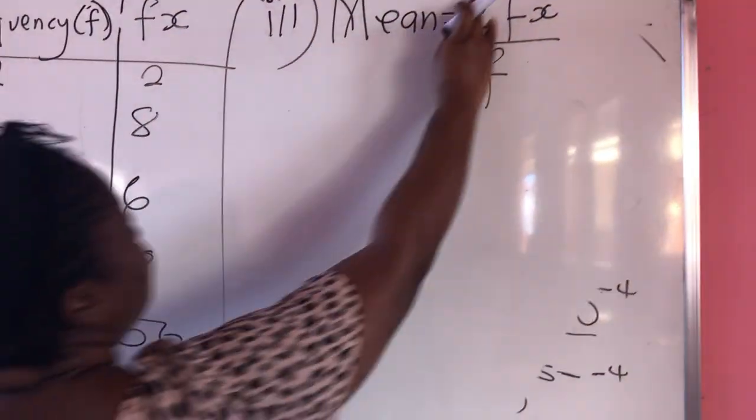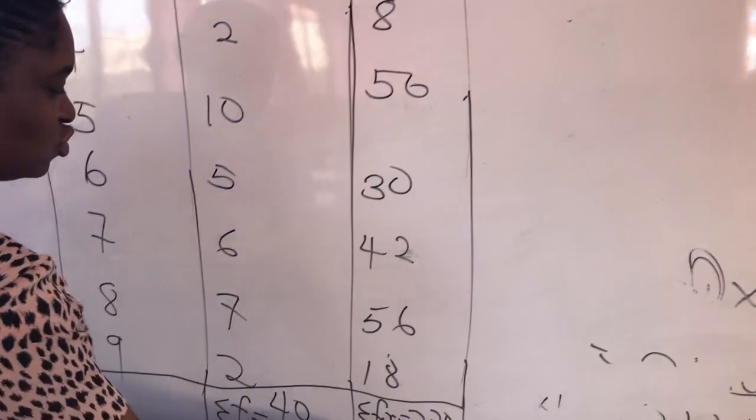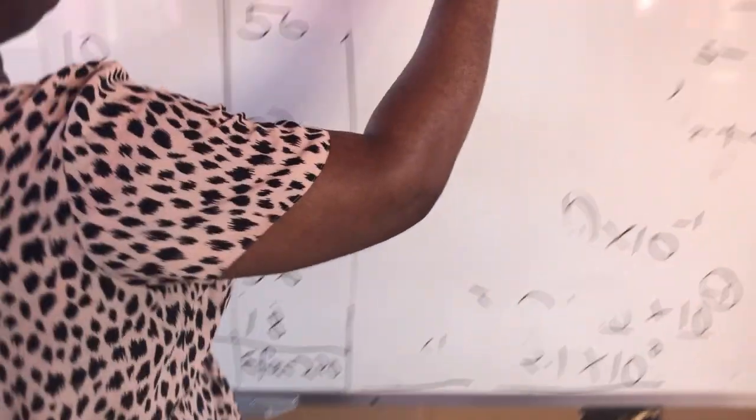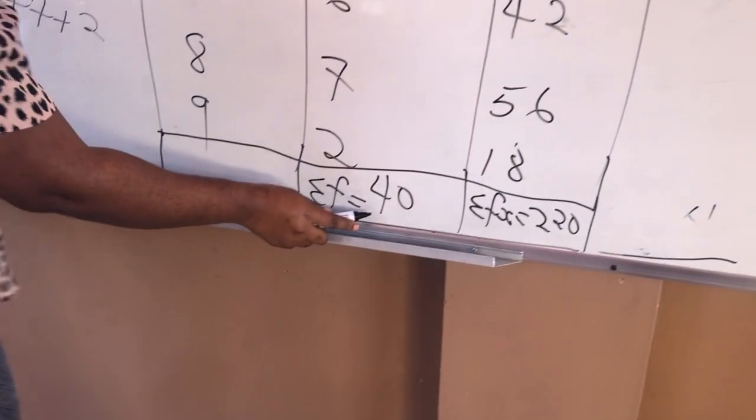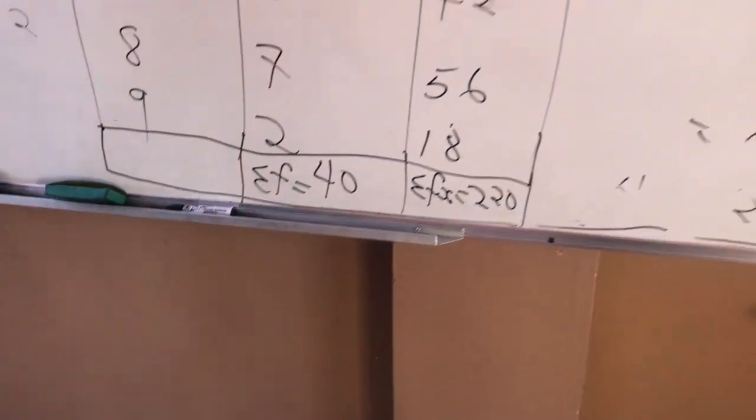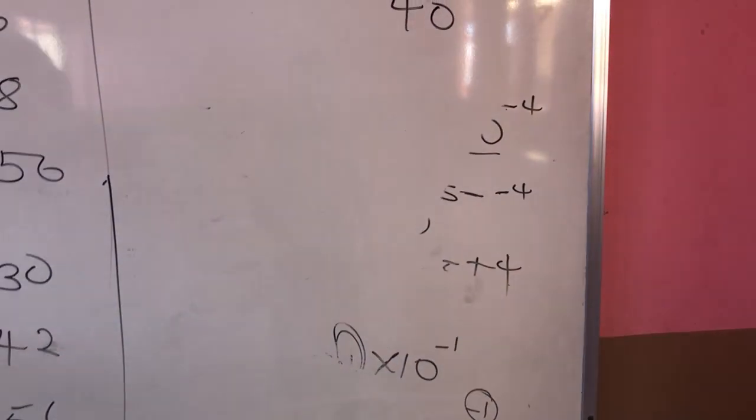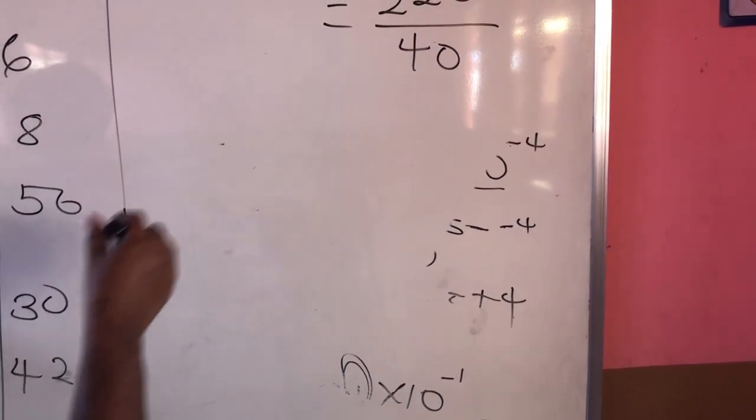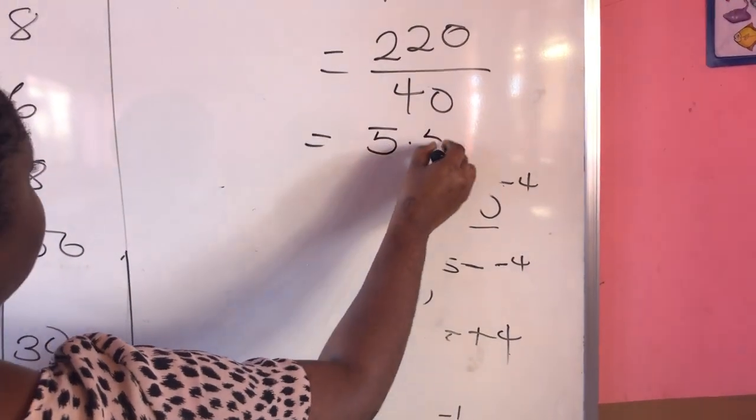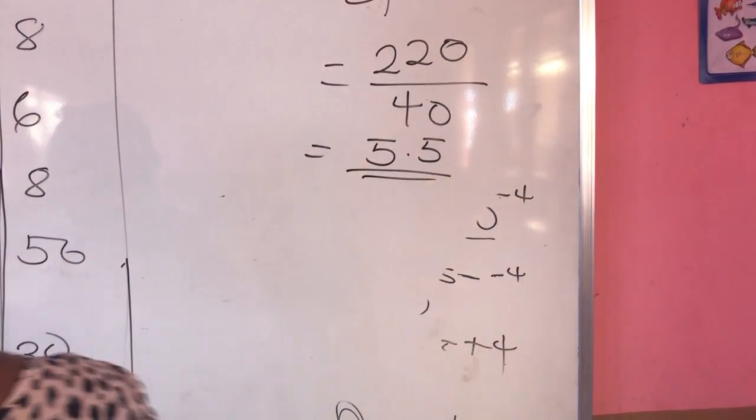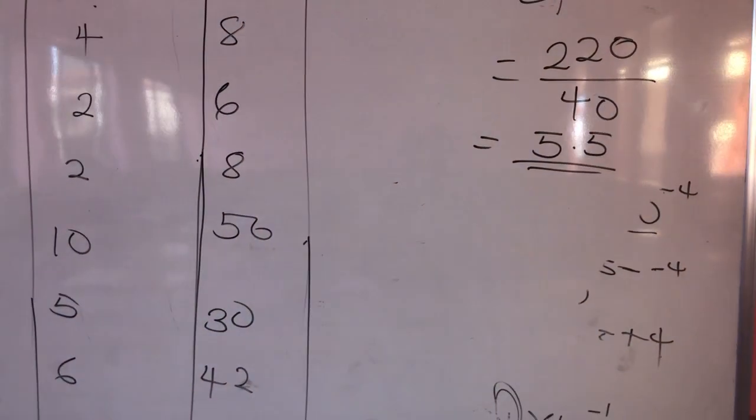So now what is sigma Fx? The value for sigma Fx is 220. So you come and write it here for the teacher. And what is the value for sigma F? The value is 40. So you come and write it here. So when you finish, you do your long division method and you realize that your mean is what? 5.5. Simple. Beautiful. Then you are done with your mean.